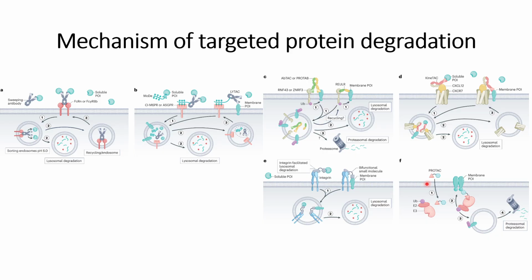The last one is the one that we discussed in the previous video. It is PROTAC. PROTAC is a small molecule where one end is attached to the protein of interest. It could be a membrane protein of interest or a soluble one. The soluble one is not shown here, but one end is attached to the membrane protein of interest and the other end is attached to the E3 ubiquitin ligase. This will lead to polyubiquitination of the membrane protein of interest by the addition of multiple ubiquitins, and these multiple ubiquitins will then direct it towards proteasomal degradation, leading to the degradation of the targeted protein of interest.